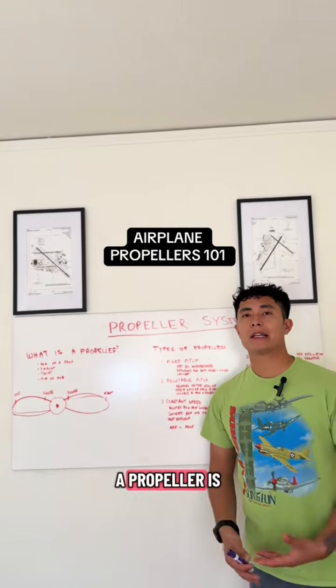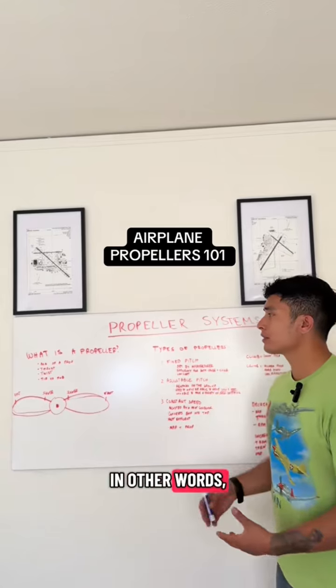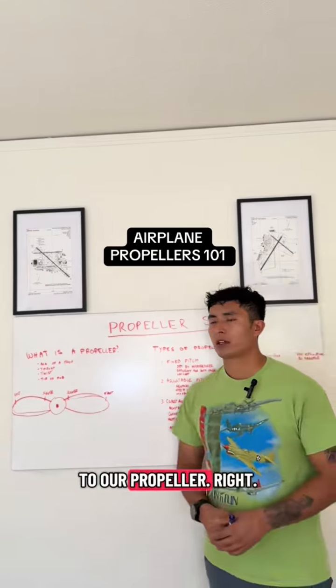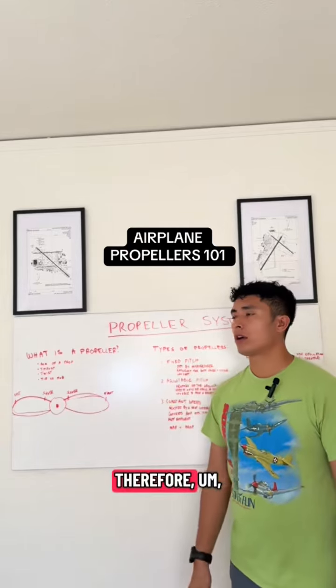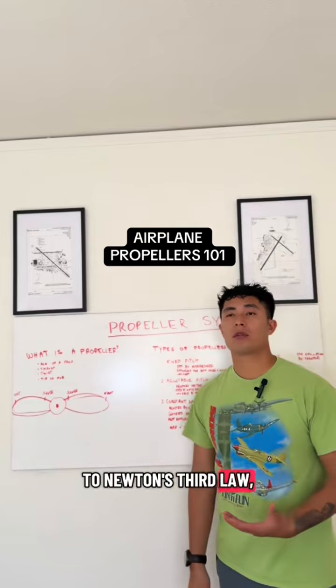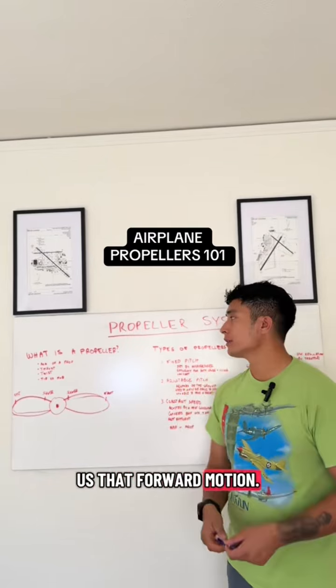A propeller is an airfoil designed to generate lift, right? In other words, when it comes to our propeller, we're pushing a lot of air backwards. Therefore, according to Newton's third law, with every action there's an equal and opposite reaction, which will give us that forward motion.